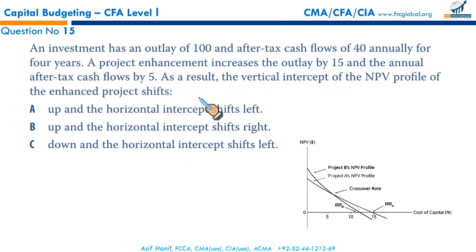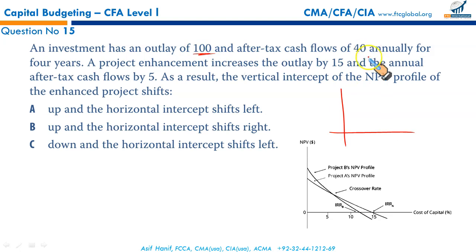Now this is an interesting one. A very good question. An investment has an outlay of 100 and after-tax cash flows of 40 annually for 4 years. A project enhancement increases the outlay by 15 and the annual after-tax cash flows by 5. As a result, the vertical intercept of the NPV profile of the enhanced project shifts where? Okay, I think we should have drawn our own rather than using this one. So this is the arrangement, gentlemen.